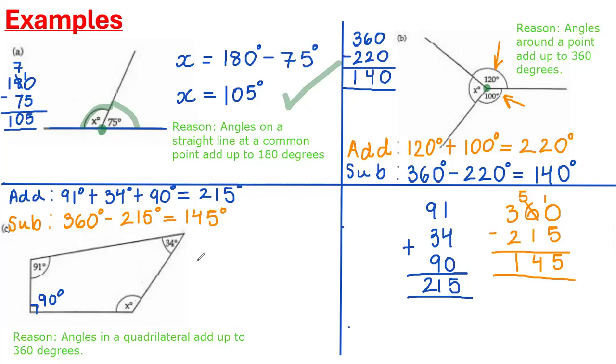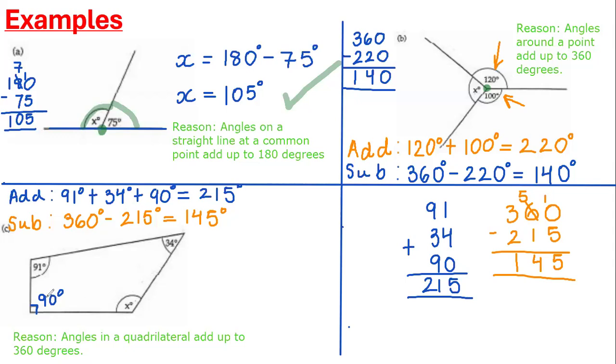Okay. So basically, what we did for the first one, this is on a straight line. We know that angles on a straight line add up to 180. So we just subtract 75 from 180 to get 105. That's the first one. The next one is the sum of angles at a point is 360. First, we add 120 and 100, and then we subtract it from 360 because angles around a point is 360 degrees. So we got 220. We subtracted it from 360 and got 140.